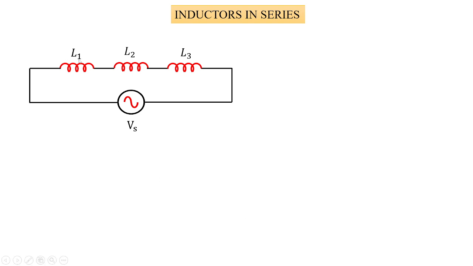You can see here we have taken three inductors arranged in series, and the combination is supplied by a voltage source Vs. Then the current in series, Is, remains the same. When the current starts flowing, voltages will be developed across inductors 1, 2 and 3 as V1, V2 and V3. To calculate the voltage across an inductor, according to Faraday's law, it is given by VL equals L di by dt.